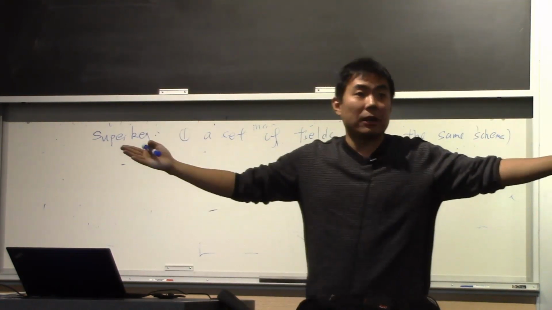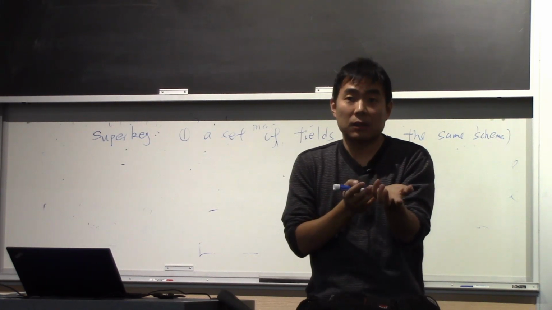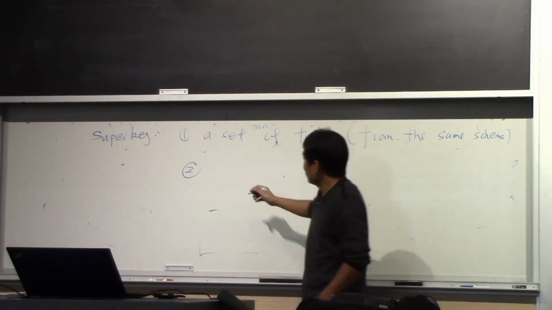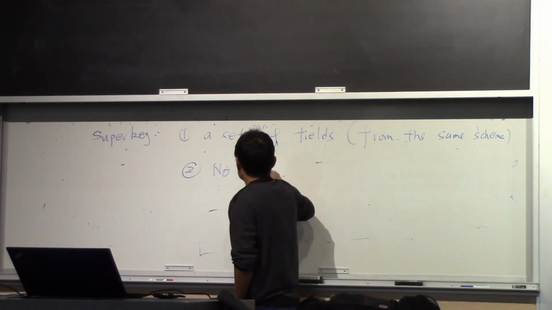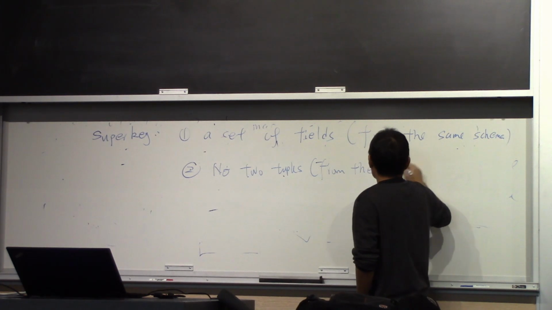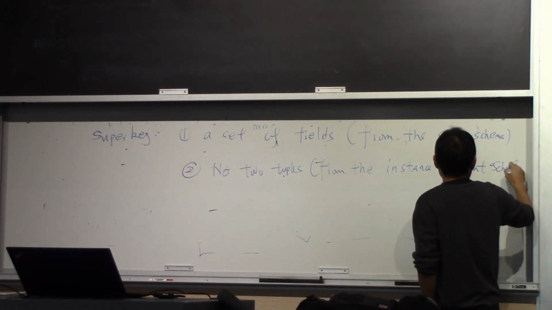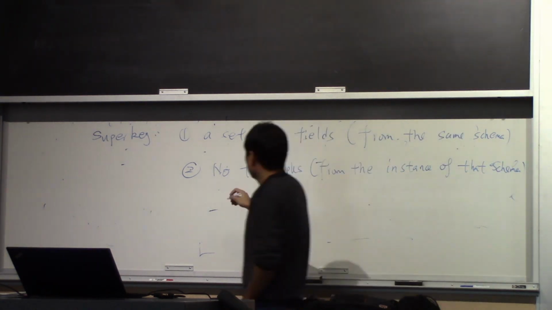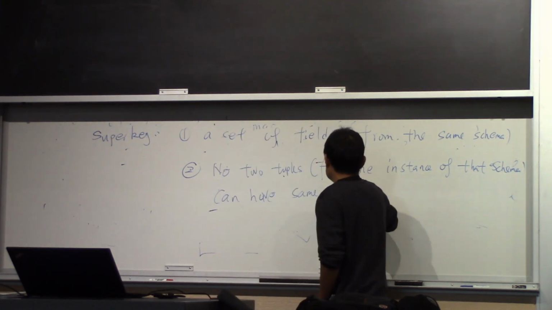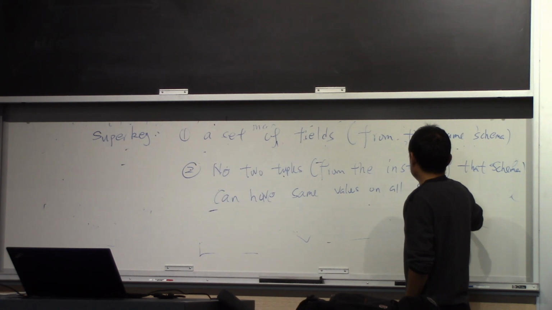A schema may have multiple fields, right? Any subset of those fields can be a candidate for your super key. But that's only requirement number one. Requirement number two is that no two tuples, of course from the instance of that schema, can have the same values on all super key fields.